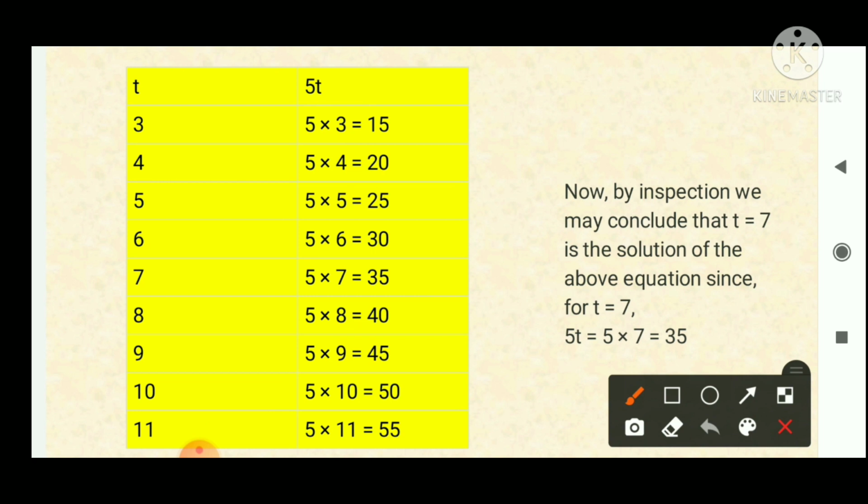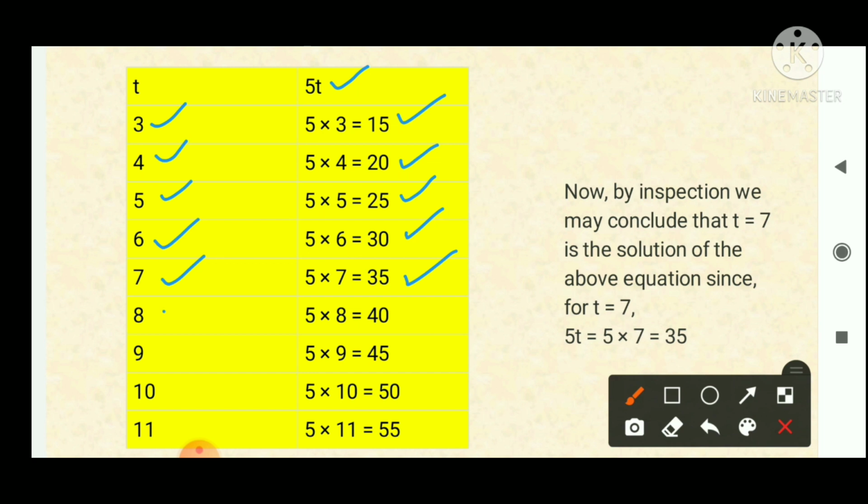Now look here, the left hand side of this equation is 5t. If we put value of t is equal to 3, we get 5 multiplied by 3, 5 3s are 15. When we put value of t is equal to 4, we get 5 multiplied by 4, 5 4s are 20. When t is equal to 5, we get 5 5s are 25. When t is equal to 6, we get 5 6s are 30. When t is equal to 7, 5 multiplied by 7, 5 7s are 35.